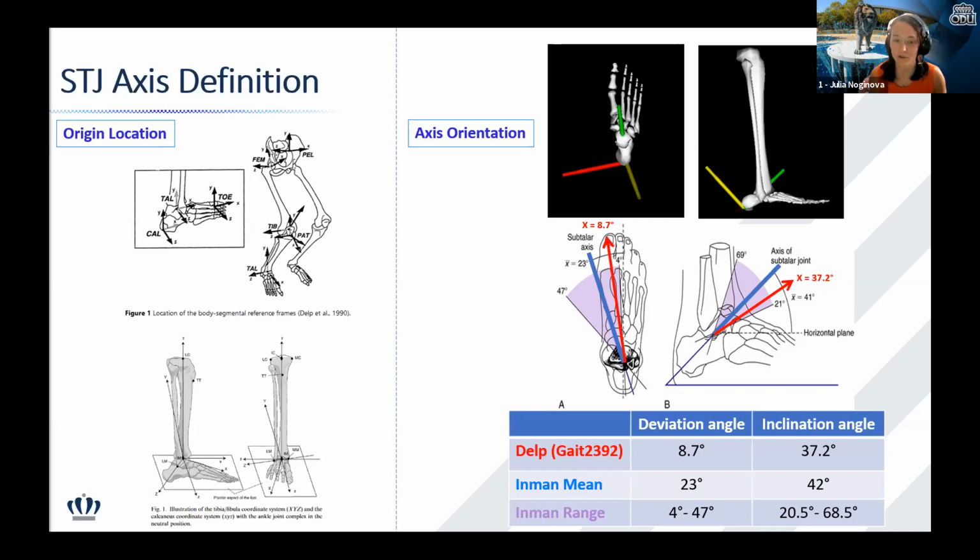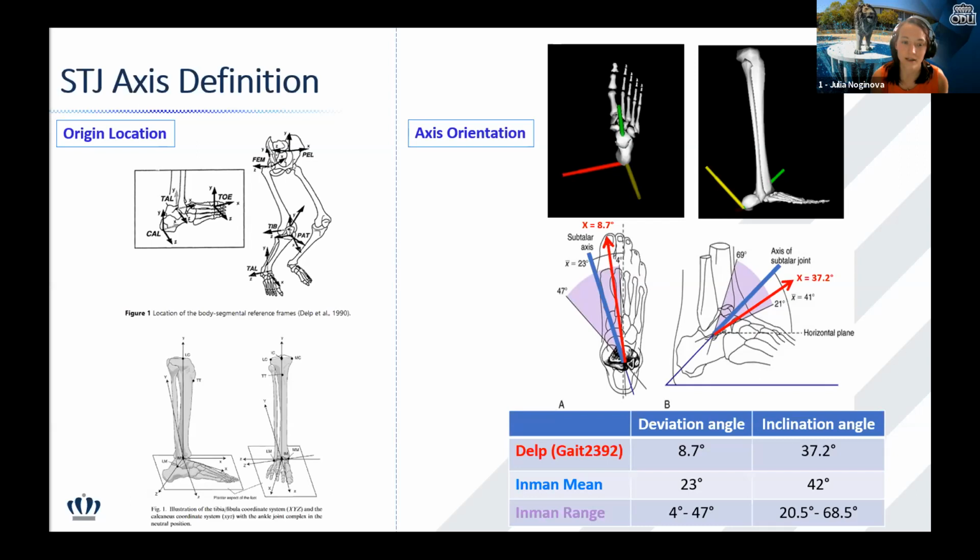The most commonly used subtalar joint definition follows that as established by Delp, which states that the subtalar joint origin location and axis orientation are both modeled after descriptions by Inman. When Inman collected data on 46 non-weight-bearing cadaver feet, he found the mean and range of subtalar joint inclination and deviation angles. We see from the table on the right that the Delp model definition does fall within this range, though on the low end compared to the mean.